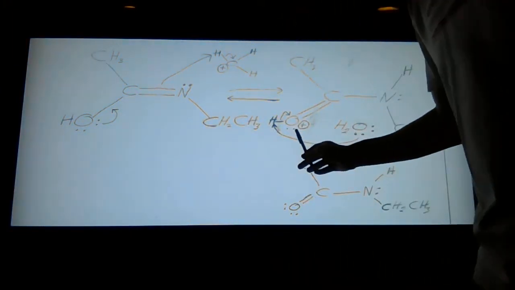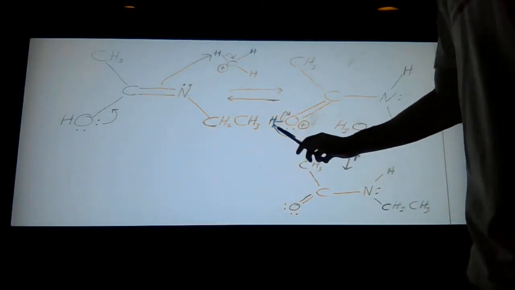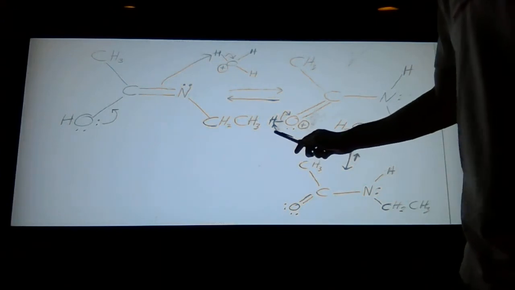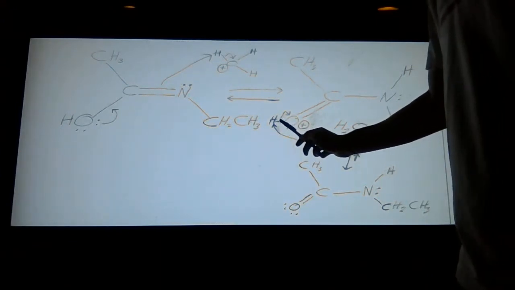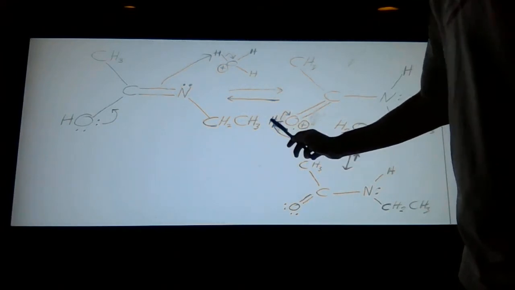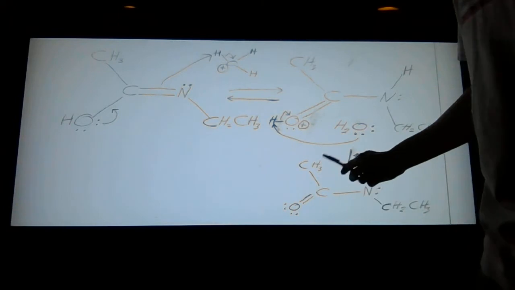Because this oxygen is now positively charged, the oxygen of a water molecule here will attack the hydrogen of the positively charged oxygen, and the oxygen will then receive the electrons from that leaving hydrogen, and that will neutralize its charge and give us our end result here.